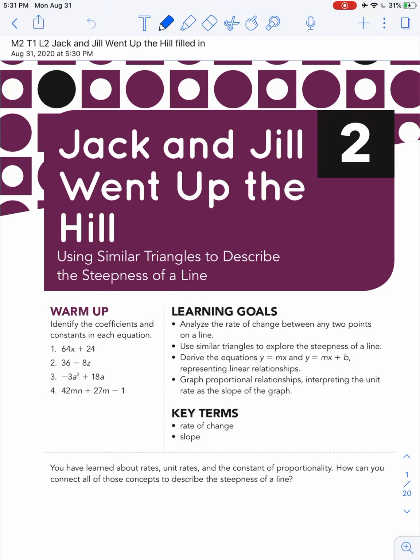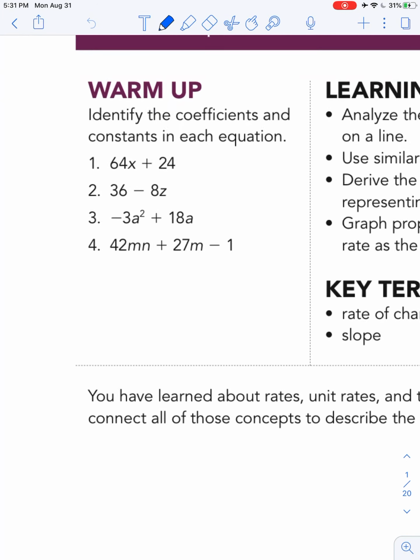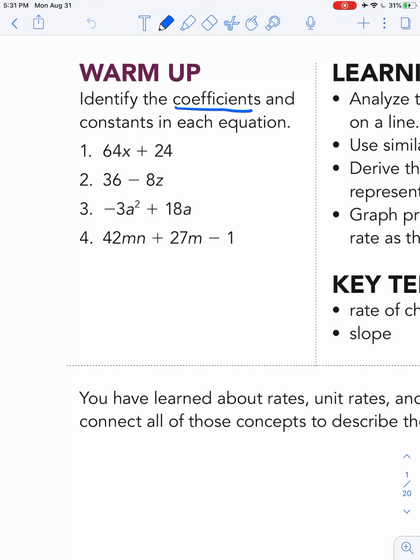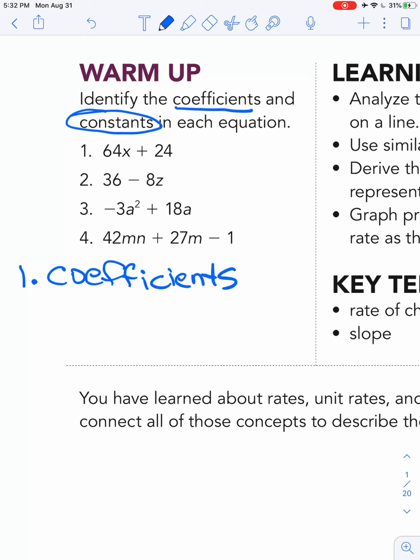Okay, so we did Jack and Jill went up the hill the other day, and coefficients. Coefficients are the numbers that are sitting in front of the variable, and constants are the numbers that stand alone. So if I'm talking about number 1 and I'm talking about coefficients, I'm going to say 64. If I'm talking about constant, I'm going to say 24.